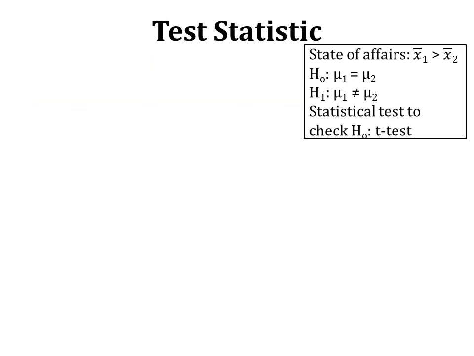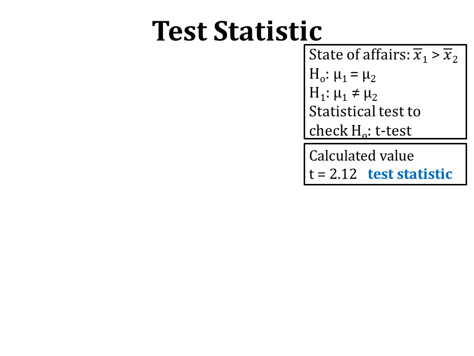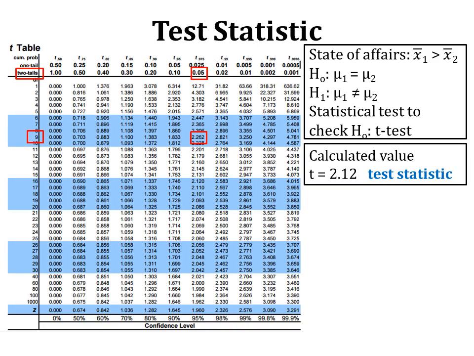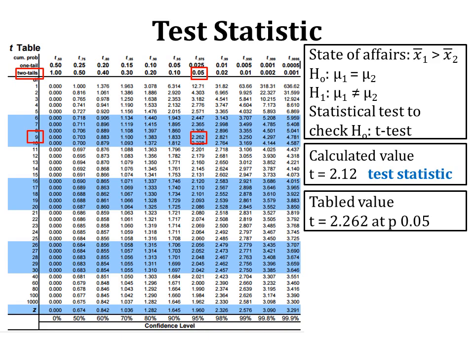So using the same example, let's see, we have the state of affairs: the sample means are different from each other, and the population means are supposed to be same in null hypothesis and they're supposed to be different in alternate hypothesis. We applied t-test and we calculated, let's suppose in this case, the value of t as 2.12. So this is our test statistic. So what is the next step? We are going to compare it with the table value at given degree of freedom and probability of 0.05 of two-tailed test and degree of freedom of 9. The table value is 2.262.